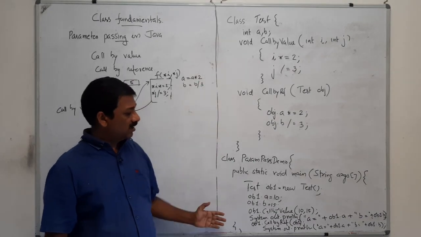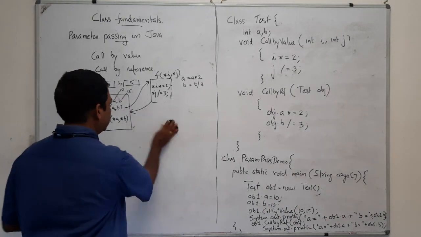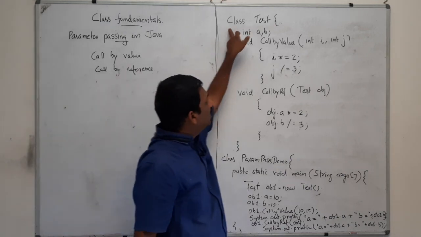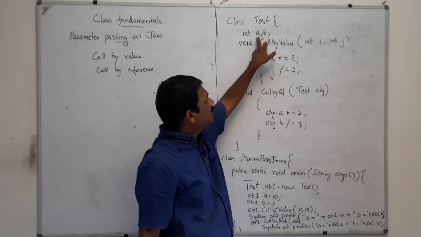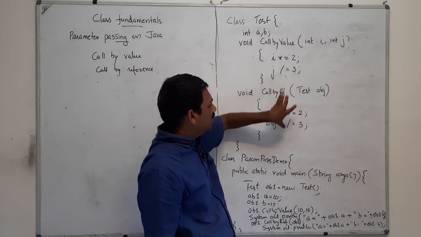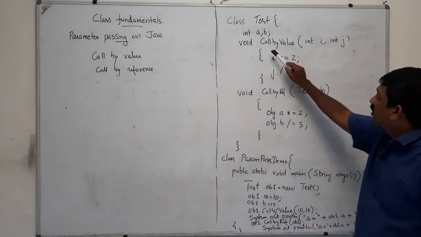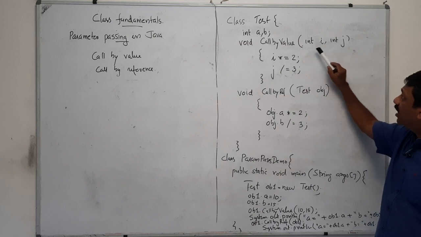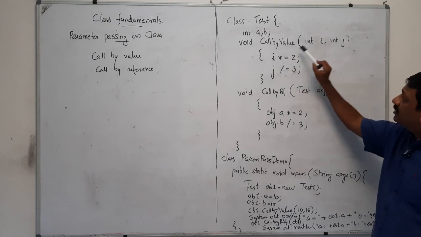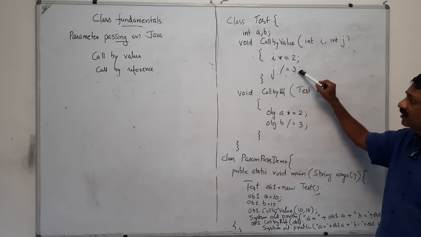So here is an example demonstrating call by value and call by reference. This is a class Test, and Test has two properties or variables, a and b. These are integer variables. Here there is a call by value method and another method which is call by reference. The call by value method is expecting two integer parameters, int i and int j. Then i is equal to i * 2 and j is equal to j / 3.